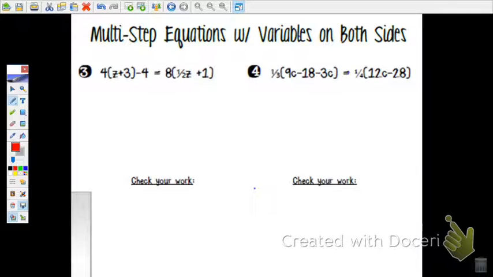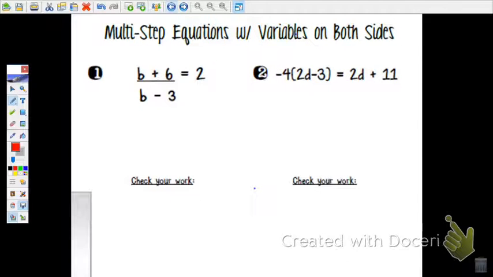Today we are going to finish up in our solving equations flip book. So on that last page, multi-step equations with variables on both sides. So we've worked with multi-step equations, we've worked with variables on both sides, and now we're throwing that all together. So lots of different things going on with these problems. Okay? So again, being able to work through it step by step.